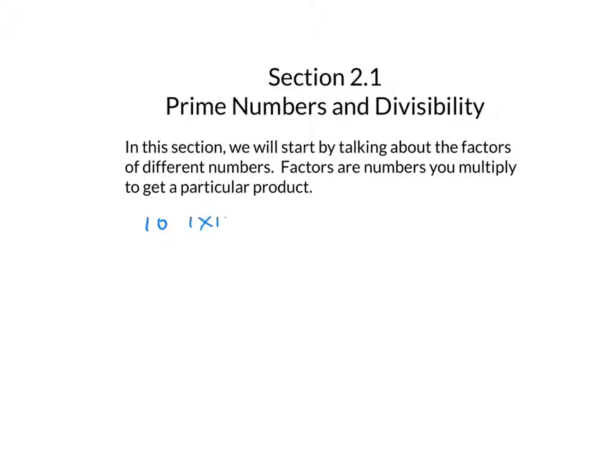Well, 1 times 10 or 2 times 5. So we could create a list, and oftentimes you will see it written that way. We could create a list of the factors of 10, and it would be 1, 2, 5, and 10.